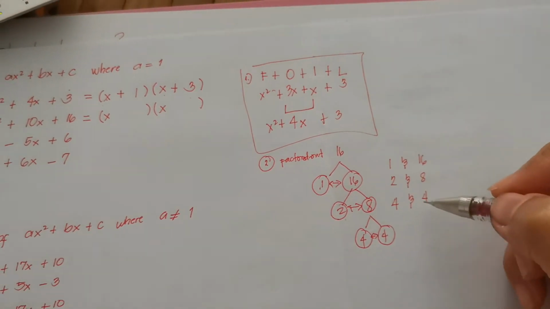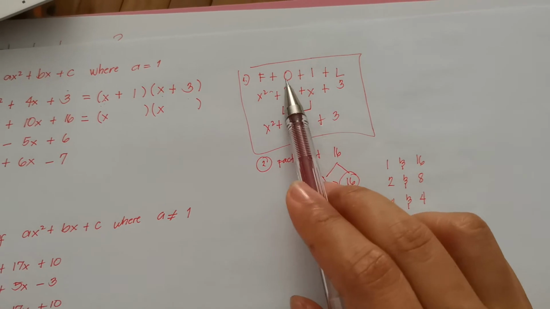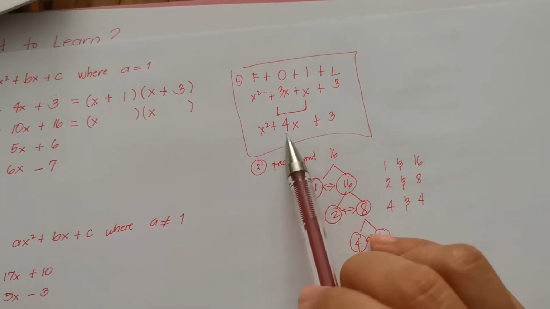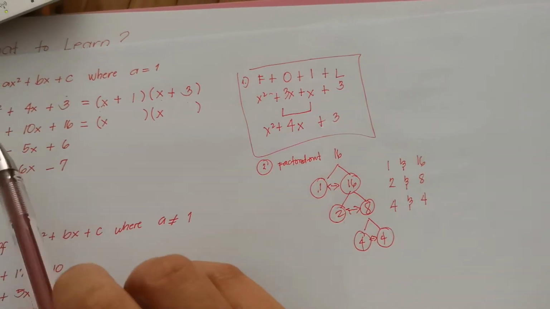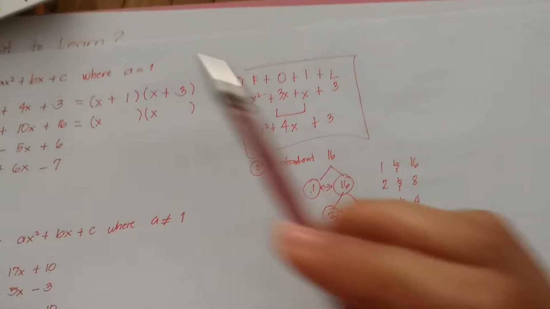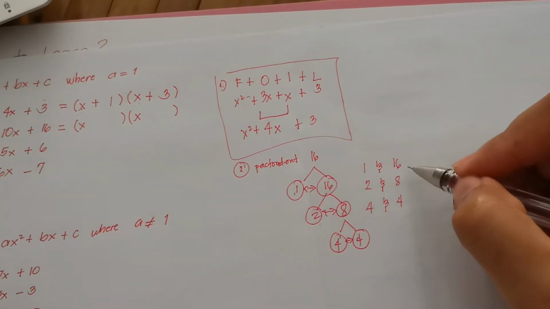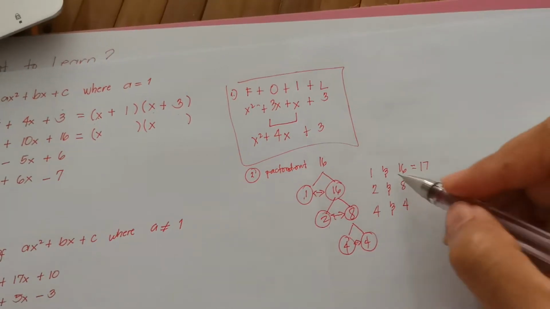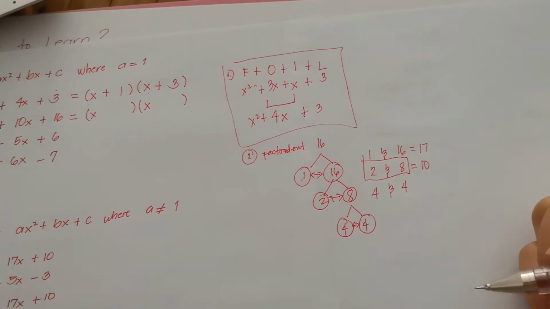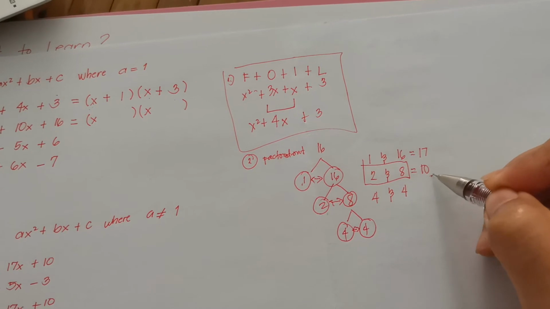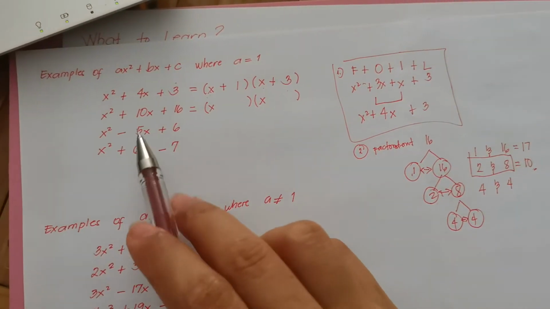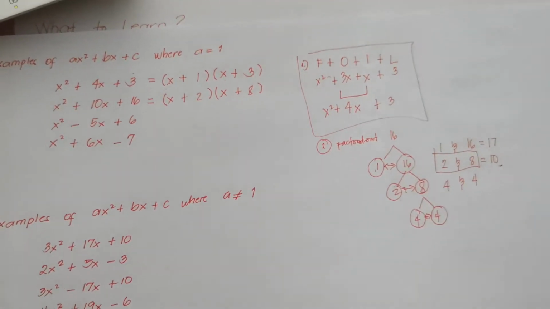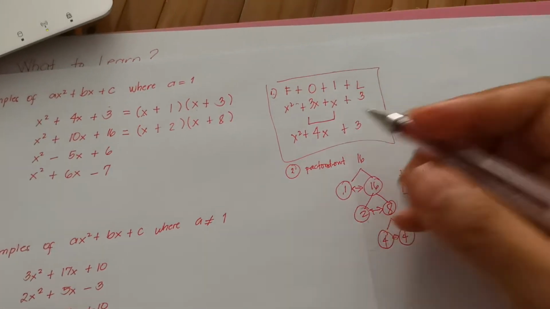The question is, the outer and the inner terms should be added, because it is the general form, and the answer should be the middle term. In number 2, the middle term is 10. So if we add these, is the sum 10? No, it's 17. This one, we need 10. We are looking for these two factors that will give us the middle term 10, when we go back to our given. So the answer here is plus 2 and plus 8. Any questions so far? That is for number 2.